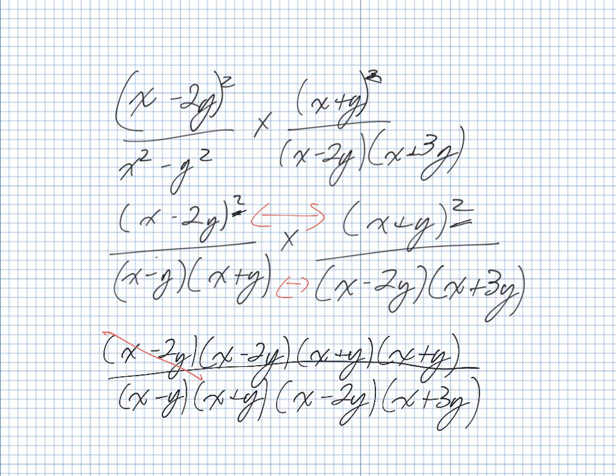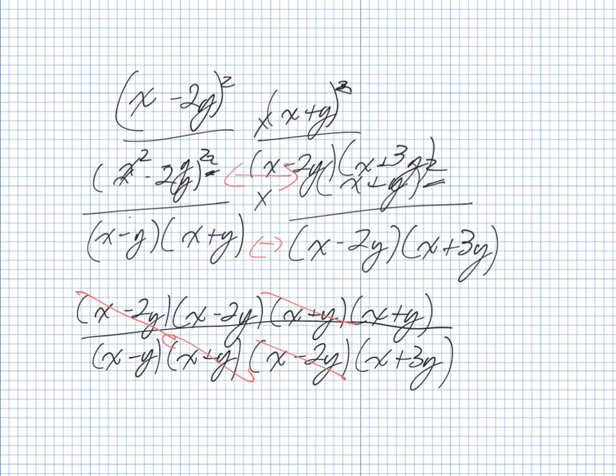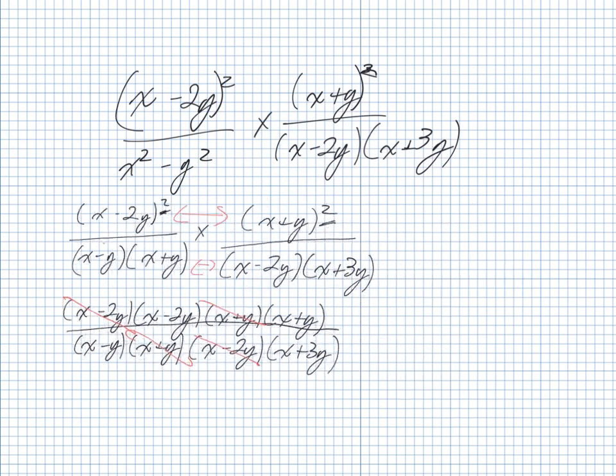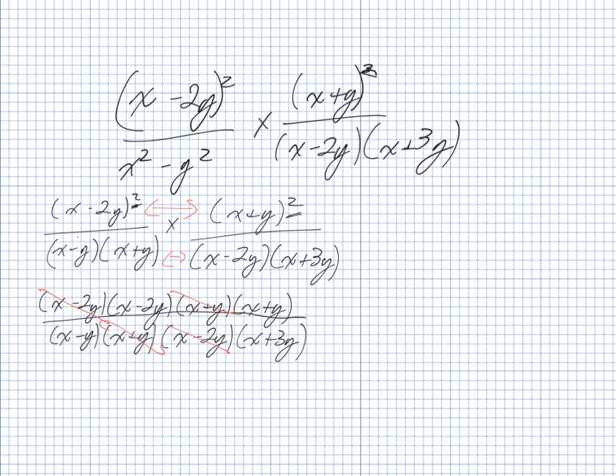So we have x minus 2y and x minus 2y. And you said right here, x plus y, x plus y. Any other ones? Nope, that looks like it's it. So we've eliminated those. Ooh, I got a lot of stuff there. Okay, move that over. What are we left with?